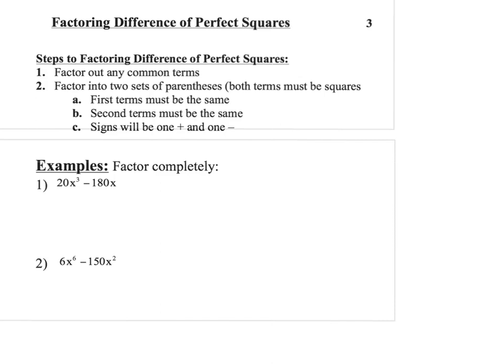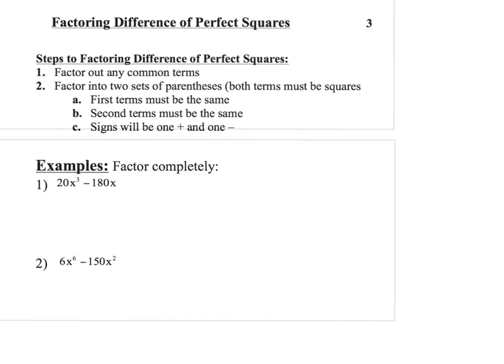So I want to factor a difference of perfect squares. The first thing I want to do is factor out any common terms. That could be a value, a number, or a variable. Then I want to factor into two sets of parentheses. Both of the terms must be squares, though.